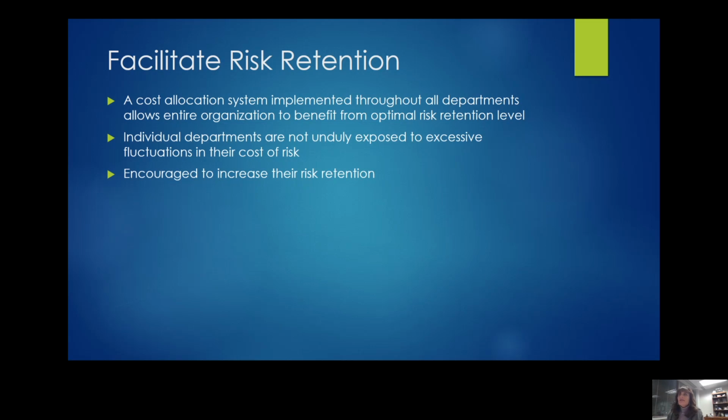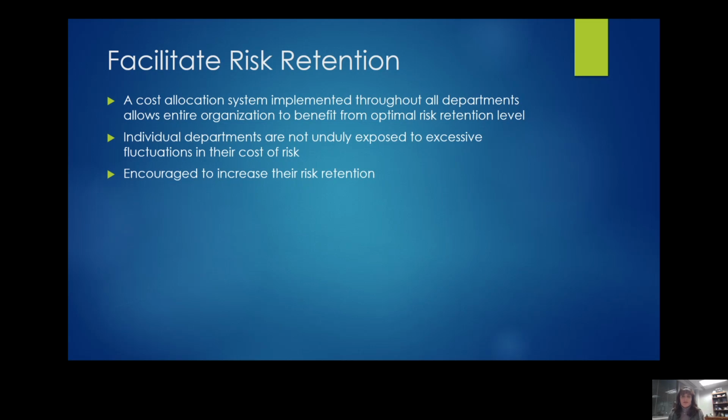Talking a little bit more about facilitating risk retention. If you can accurately predict losses, which is always the challenge, can you accurately predict based on previous data how much loss you're going to incur? If you can predict it the best you can, you're better off trying to figure out what you can retain. I remember early on in this semester, we talked about figuring out what your right risk retention level is.